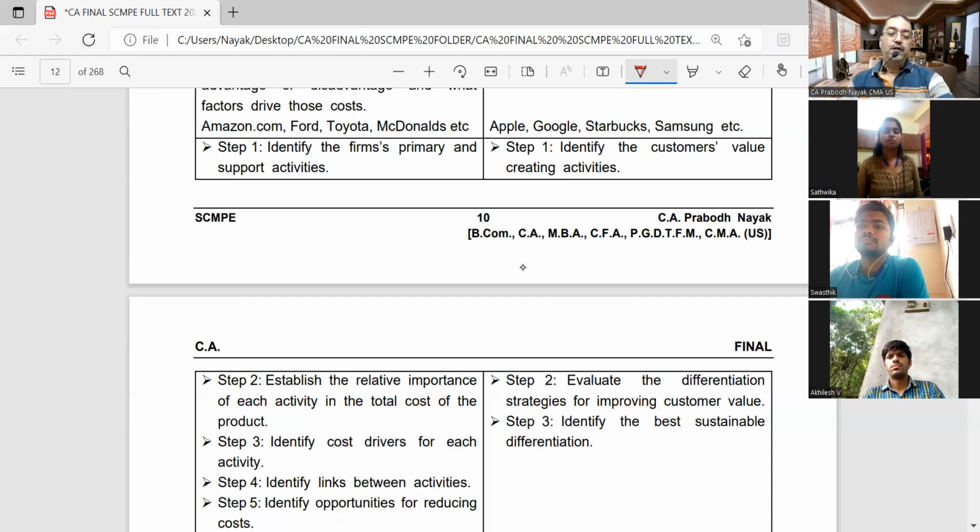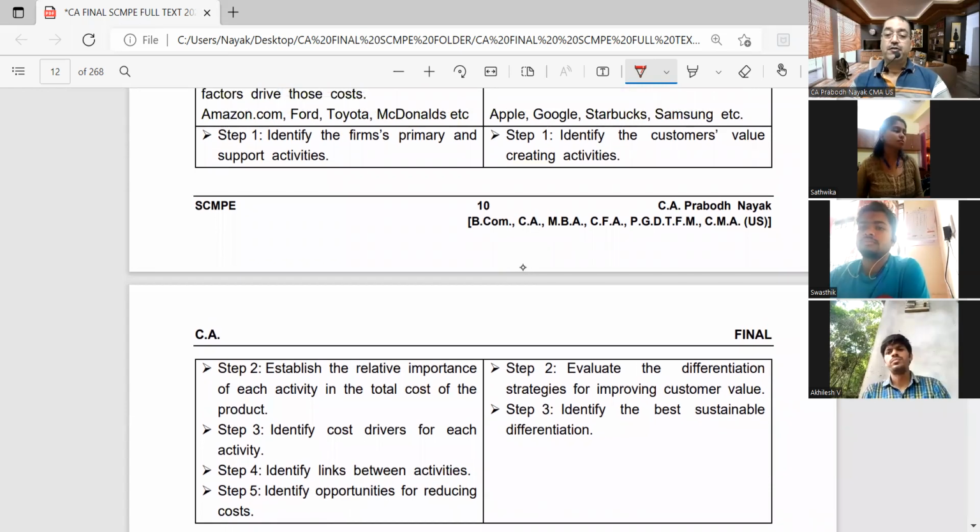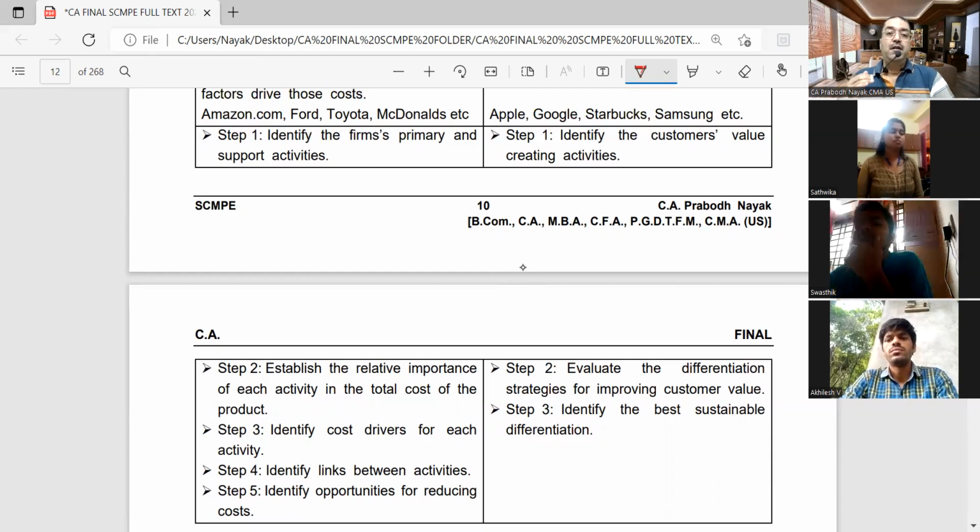Identify opportunities for reducing cost. Okay, so these are the 5 steps which are involved in cost advantage. In differentiation advantage, only 3 steps are there. First, identify what gives value to the customer, customer's value creating activities. Second, evaluate the differentiation strategies. How do you want the customer to identify a product? By super branding of the product, by super packaging of the product. What you want to do to make your product look different? What are the different strategies involved? Third is identify the best sustainable differentiation, long lasting.